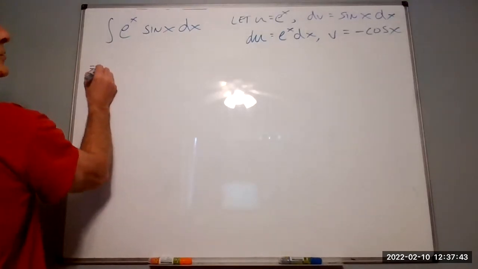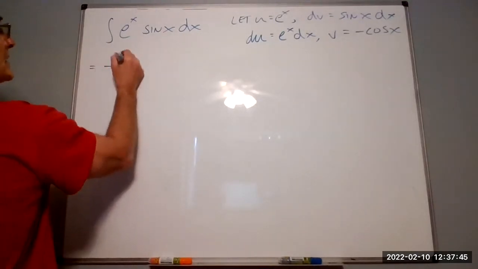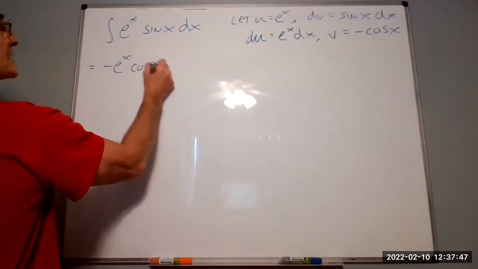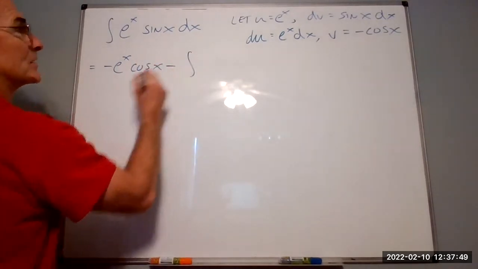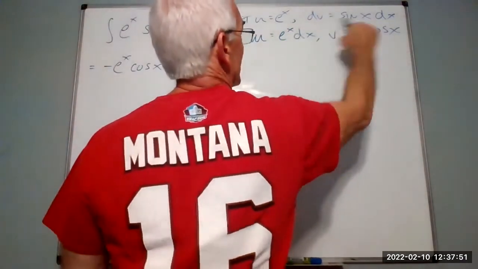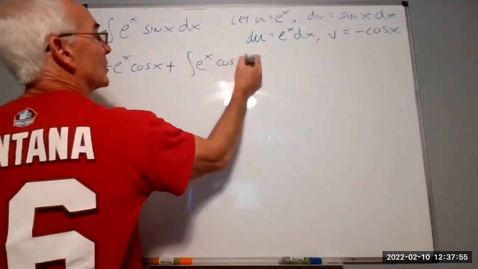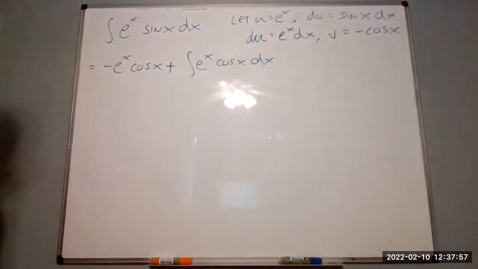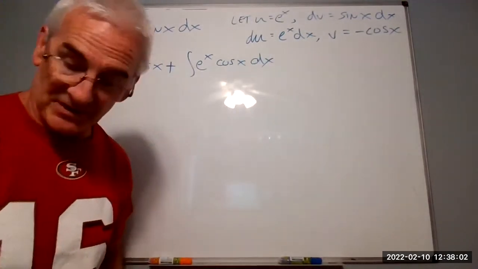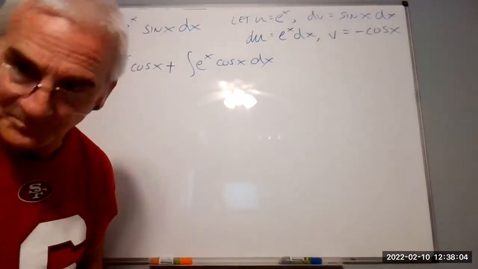So I got uv, so negative e to the x cos x minus the integral of v du, but there was already a minus, so I can go ahead and put plus e to the x cos x dx. Everybody cool? This is flawless so far. All right. Well, I think it's obvious I have to do it again.